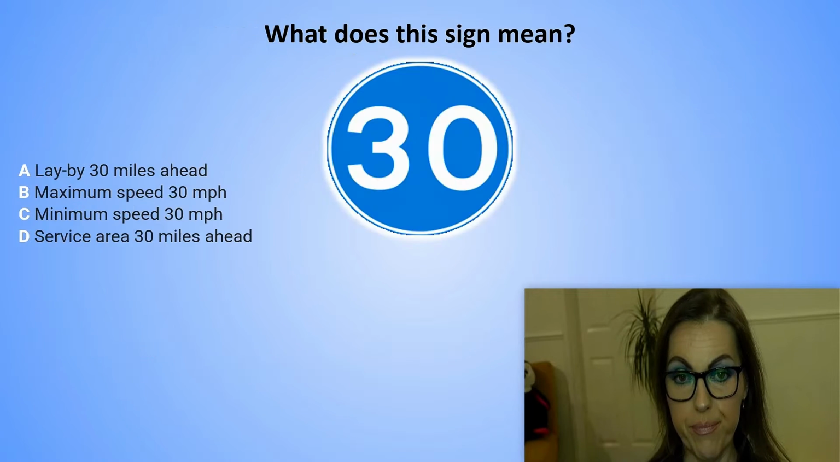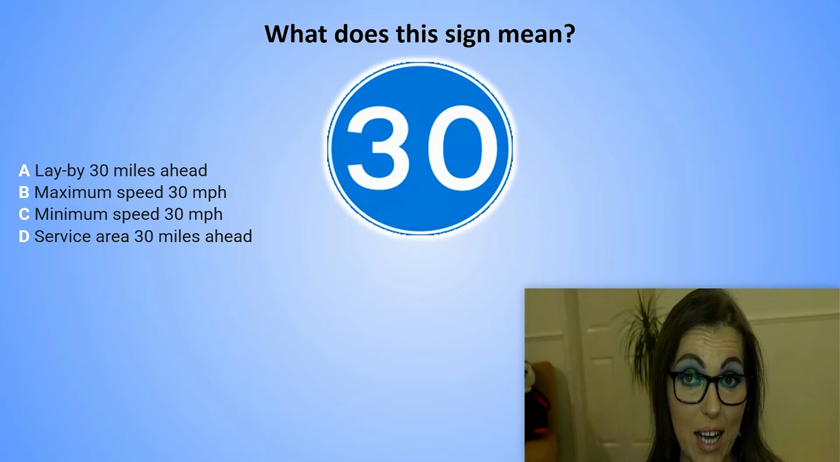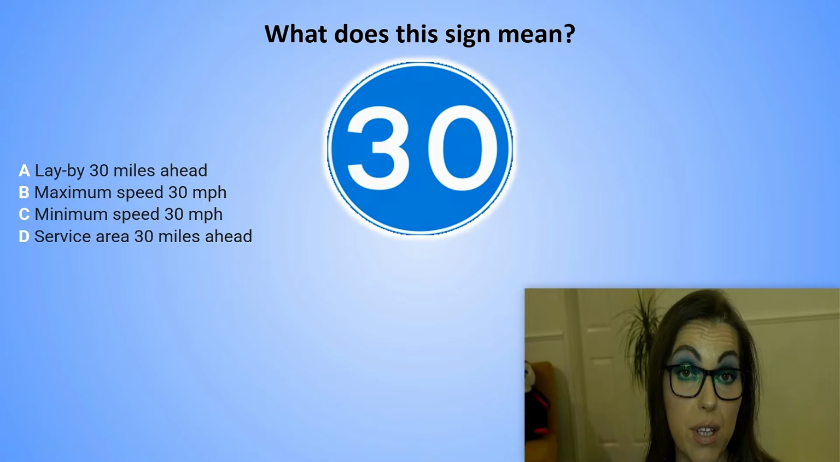Next question. What does this sign mean? A. Lay by 30 miles ahead. B. Maximum speed 30 miles per hour. C. Minimum speed 30 miles per hour. Or D. Service area 30 miles ahead.